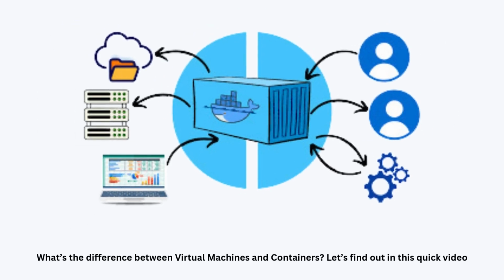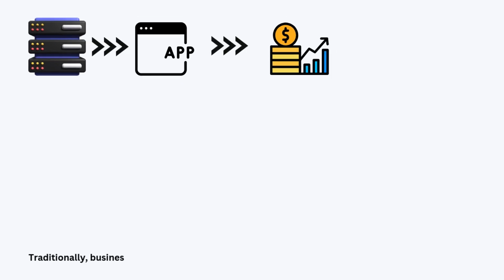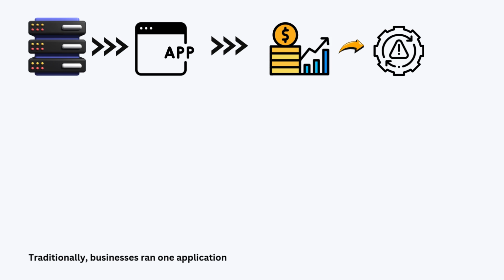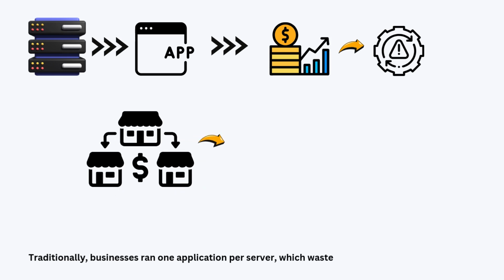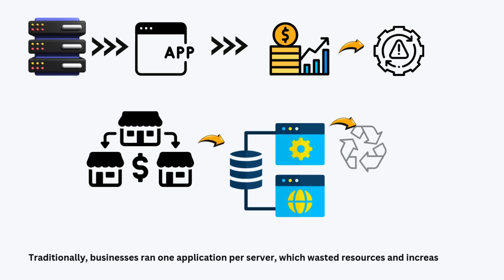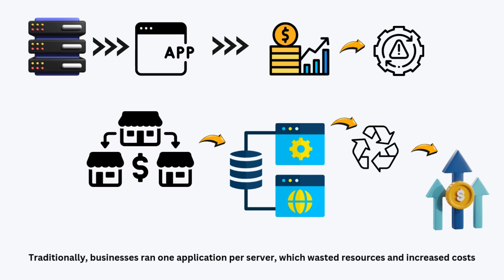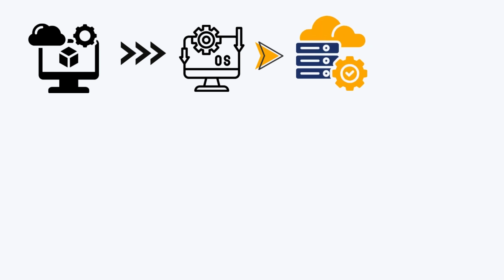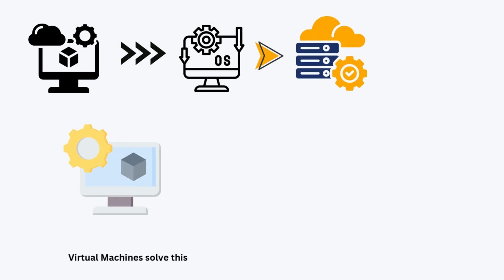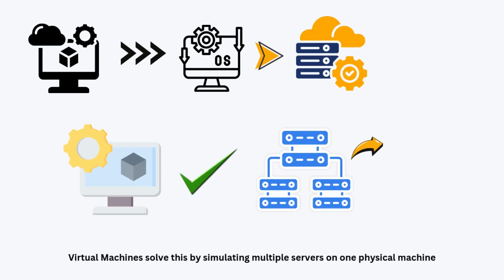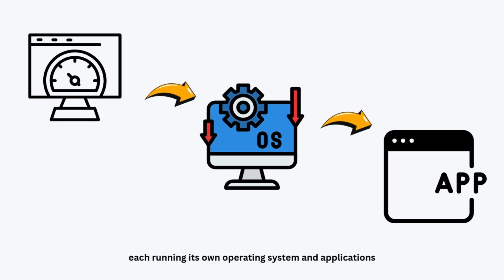Let's find out in this quick video. One server, one application, expensive and inefficient. Traditionally, businesses ran one application per server, which wasted resources and increased costs. Virtual machines means multiple OS, one server. Virtual machines solve this by simulating multiple servers on one physical machine, each running its own operating system and applications.